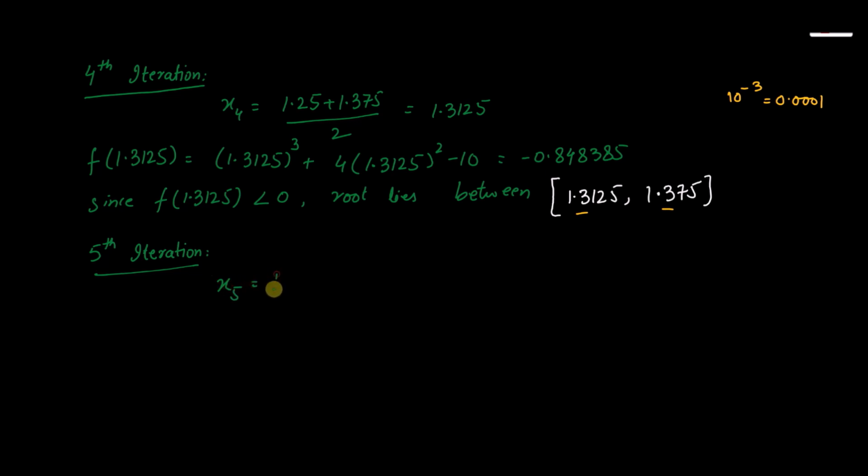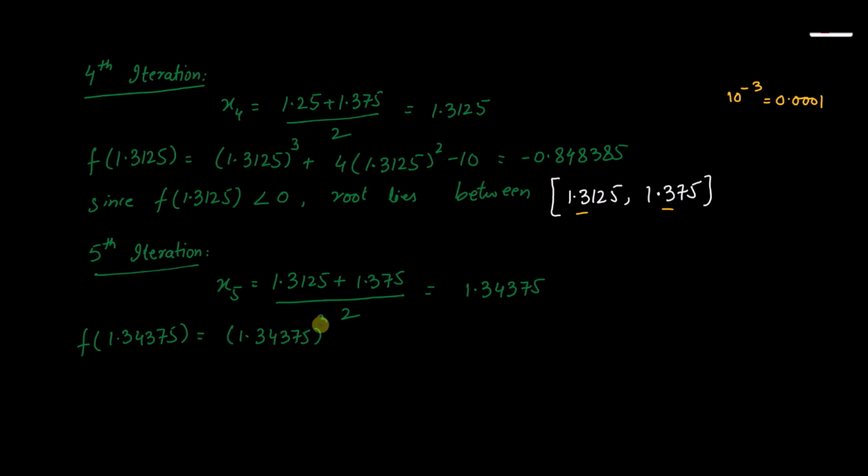So x5 is equal to 1.3125 plus 1.375 divided by 2. And when you solve it, you will get 1.34375. Now we substitute the value into the function at 1.34375 in order to examine the sign. So 1.34375 raised to cube plus 4 into 1.34375 raised to square minus 10, and we will get negative 0.31374, which is less than 0.